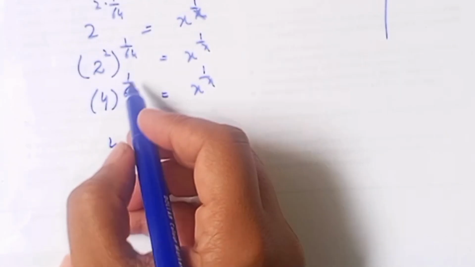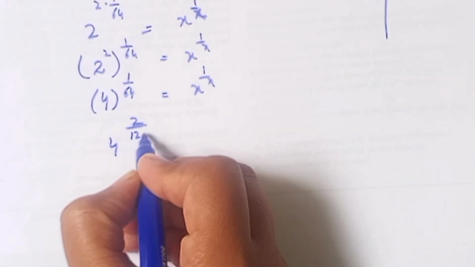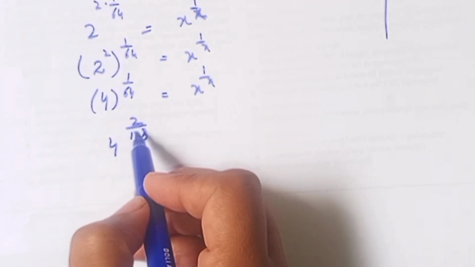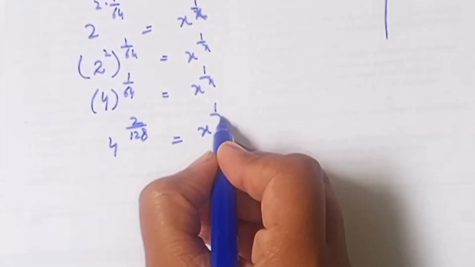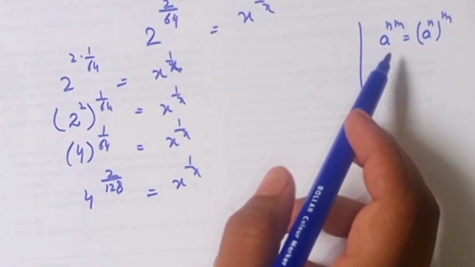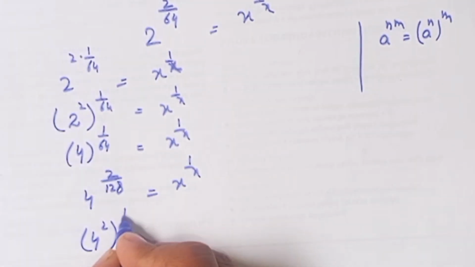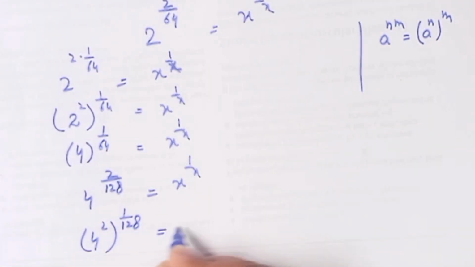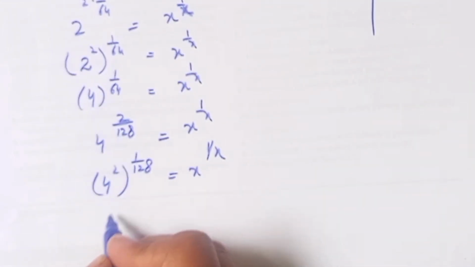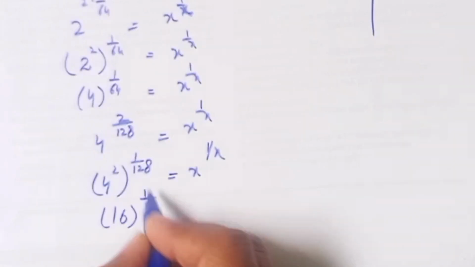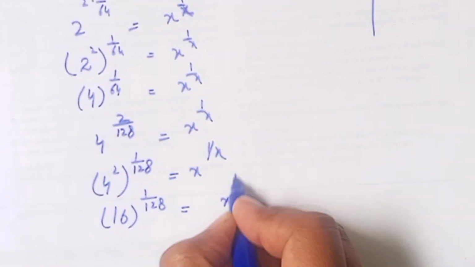And in the next step, we write this 1 over 64 as 2 over 128. This is also equal to 1 over 64. This is equal to x raised to the power 1 over x. Again, we use this exponent rule on this value. So we write this as 4 squared multiply 1 over 128. This is equal to x raised to the power 1 over x. And 4 squared is equal to 16. And this is 1 over 128. This is equal to x raised to the power 1 over x.